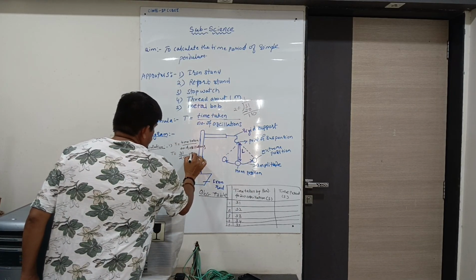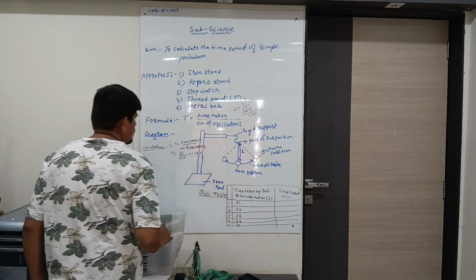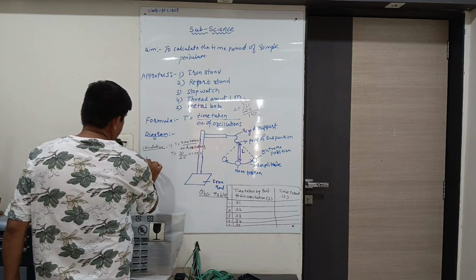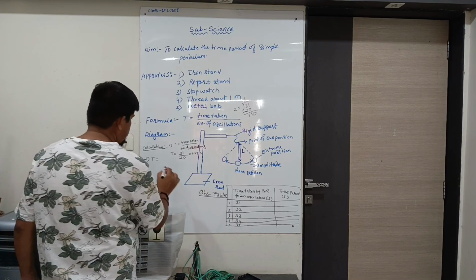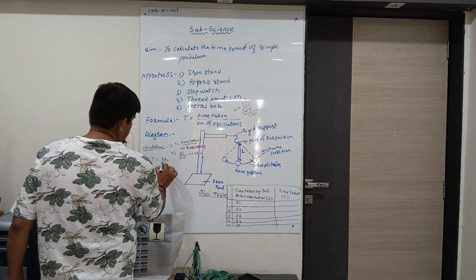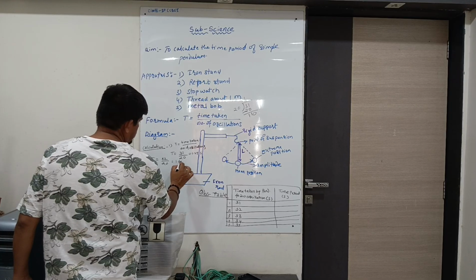1.25, 1.55 seconds. Second calculation: t equals time taken 32 divided by number of oscillations 20. It will be 1.60 seconds.